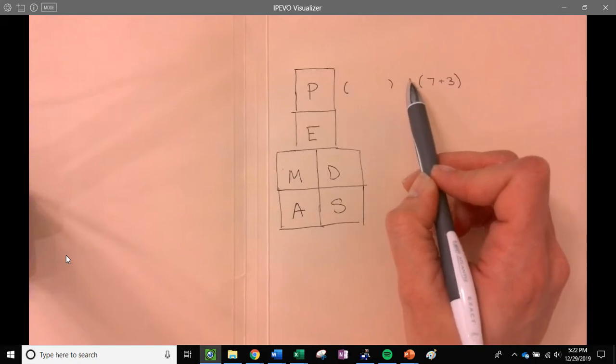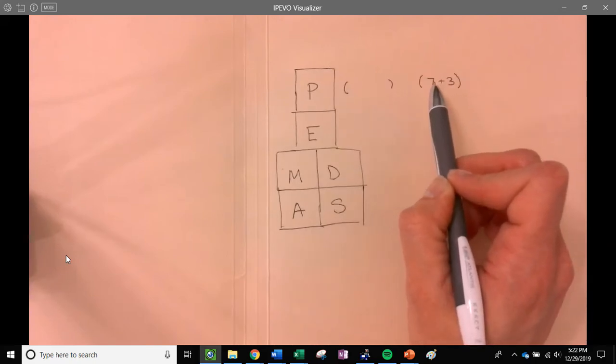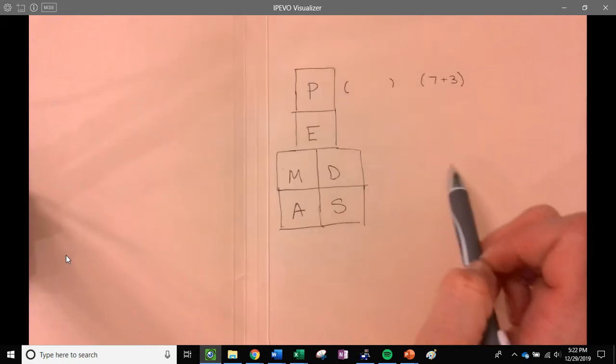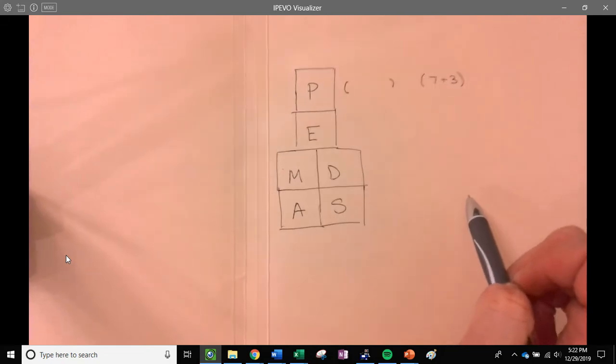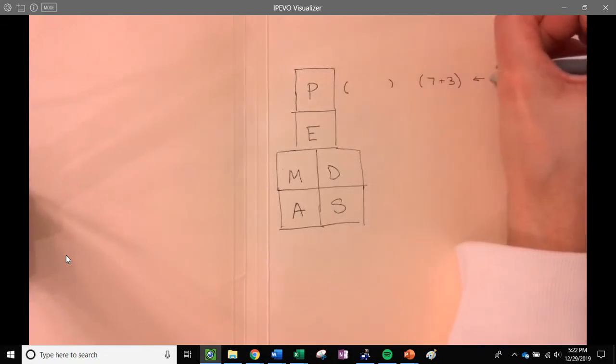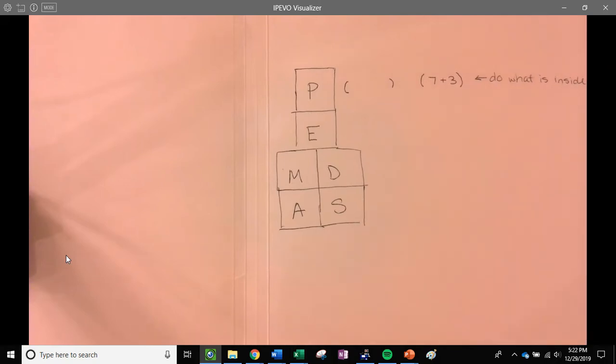If there's something out here, it's not asking you to distribute first. Don't multiply whatever's outside inside the parentheses. No, that comes later because that's multiplication. It's asking you to perform what's inside. So you're going to do what is inside first. That's always step 1. If there's no parentheses, cool, then we don't even have to worry about it. But we're going to do what's inside first.